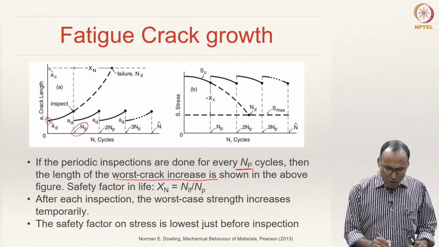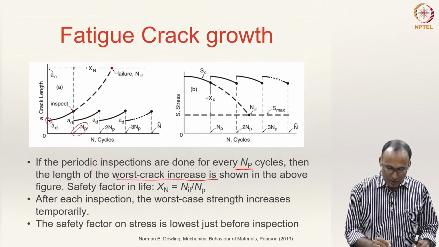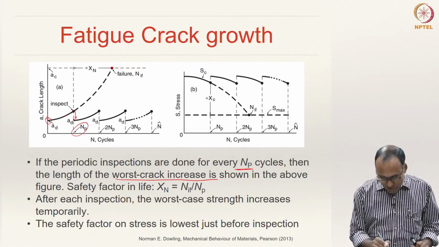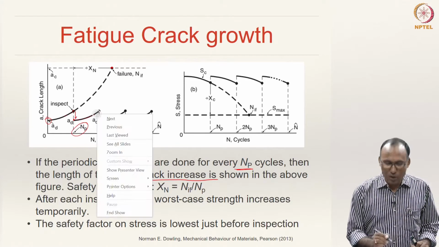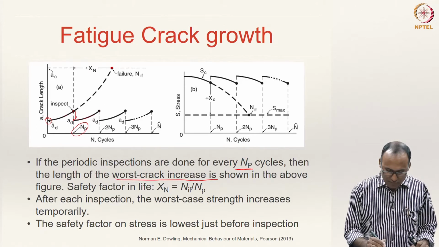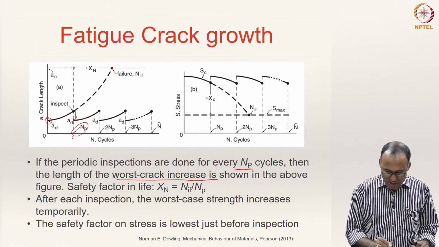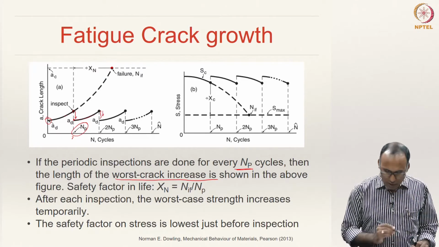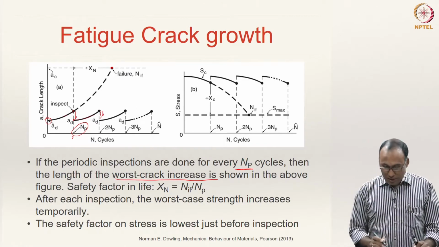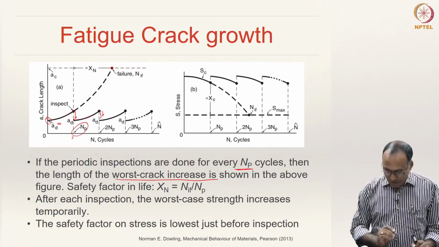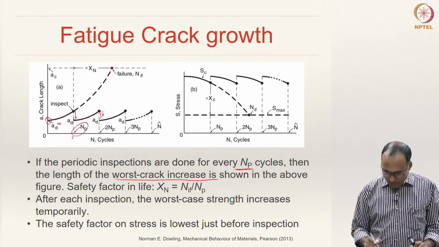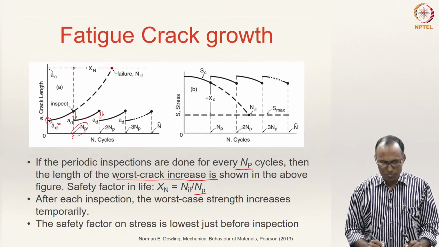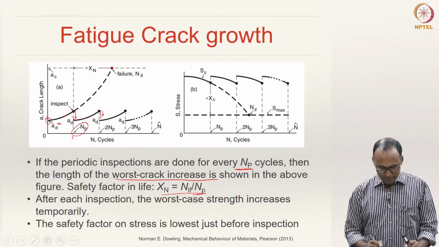Then what you can do is some repair to the crack and reduce the crack size to A_D again, and then continue the loading, and then again inspect after N_P cycles from the first inspection, and then if there is any increase in crack, which is expected to be there, you do the repair and so on. That means the safety factor in life at this point of time is N_IF divided by N_P, because we have done the inspection at N_P cycles.